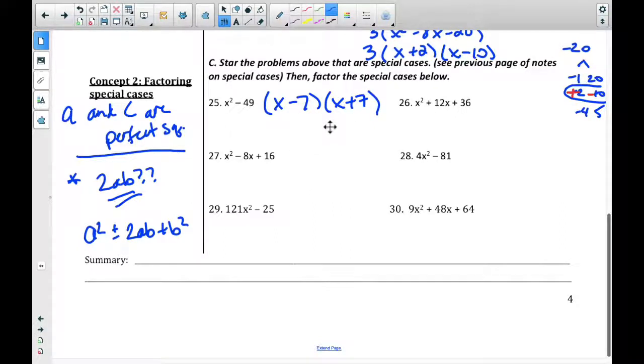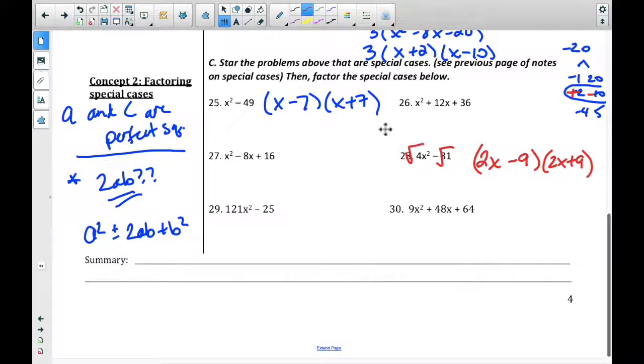That is, if it is a binomial to start. Then the reason is the plus 7x and the minus 7x will drop off. The only other ones here that are binomials are number 28 and 29. For 28, you have to basically take the square root of the terms. The square root of 4x squared is 2x, and the square root of 81 is 9. And so it's 2x plus 9 and 2x minus 9.